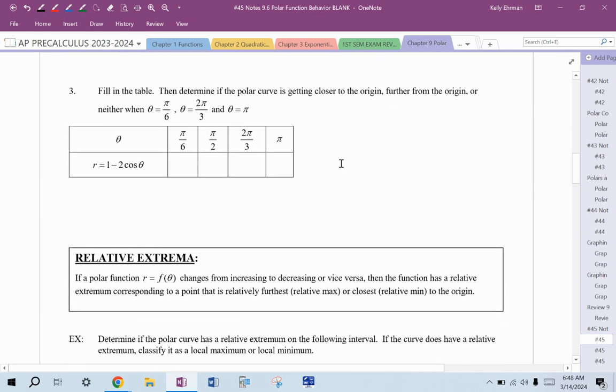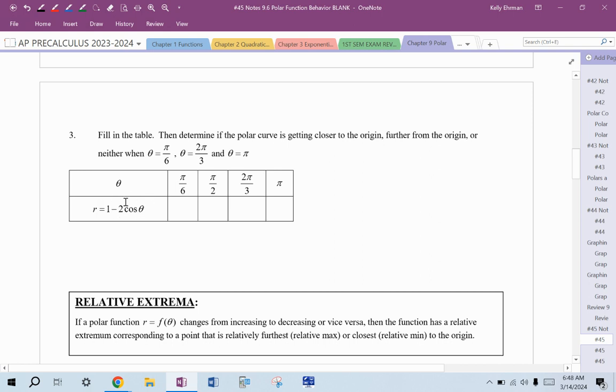All right, so let's look at this with the table. Now, I was given an equation, but what if they just gave me r and they just generated these values for me? So I would need to be able to do this work, but this is just us practicing putting in some values as well. So fill in the table first, and then we're going to determine if the curve is getting closer to the origin, further from the origin, or neither.